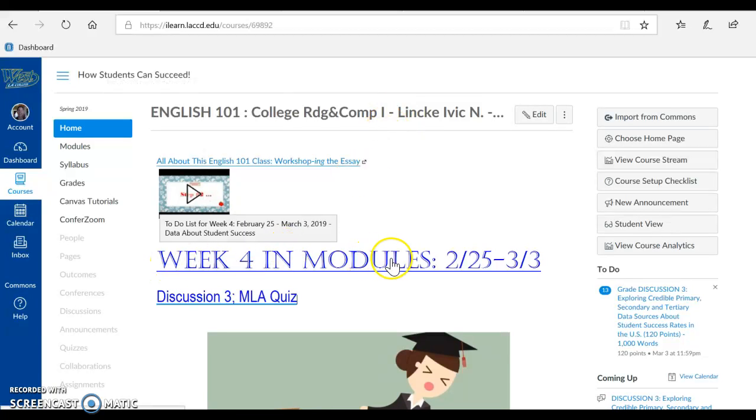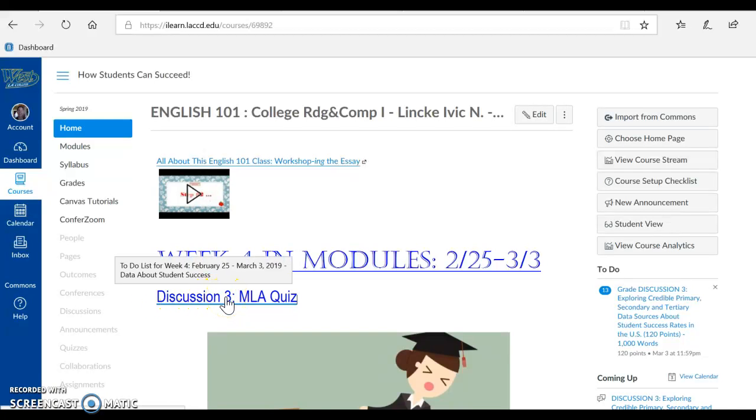We are in week 4 in modules, February 25th through March 3rd. We have the second part of discussion 3 to participate in, and we also have an MLA quiz. Now, as you know, modules is our Bible in the class. It contains all of our assignments.